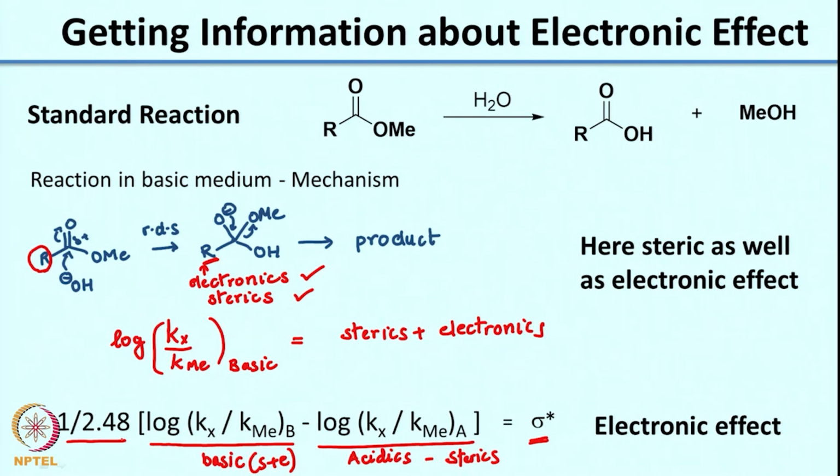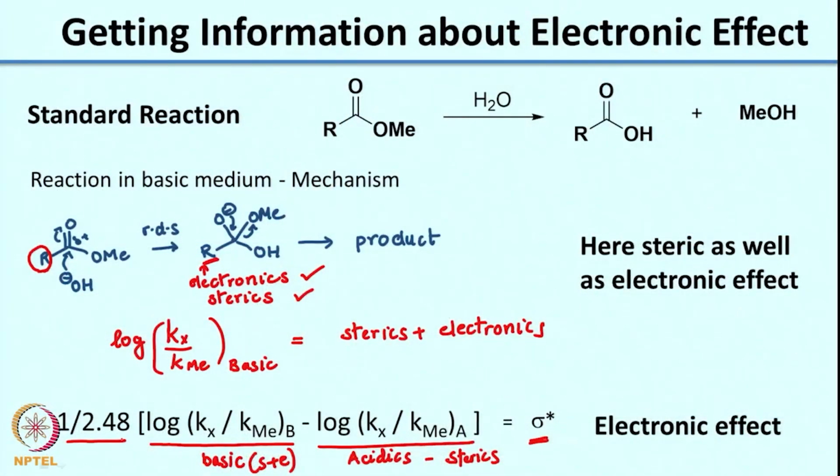So again I will give you a summary before we move on to see how we can use this for any reaction. Remember, we are still at the standard reaction, which is similar to benzoic acid dissociation. So here the standard reaction is hydrolysis of an ester. In the basic reaction you choose R is equal to Me, which is in your denominator, and this reaction can be done in an acidic medium and a basic medium.